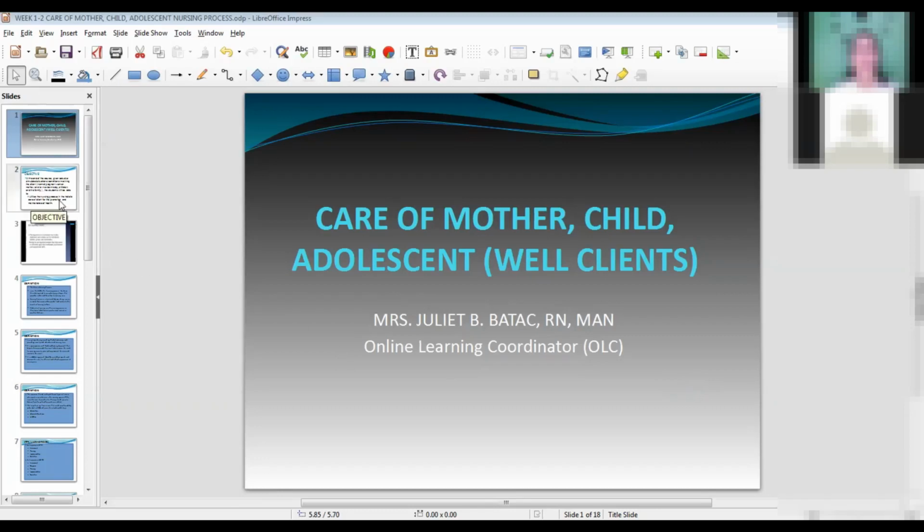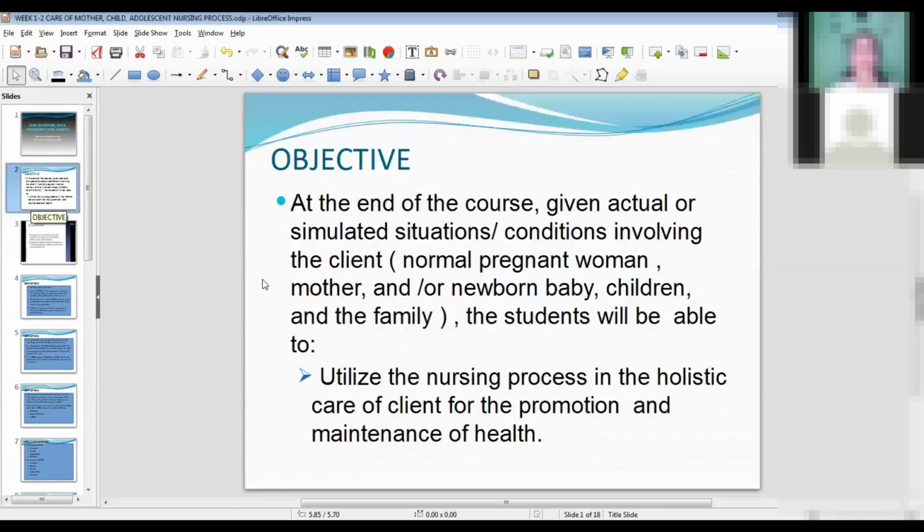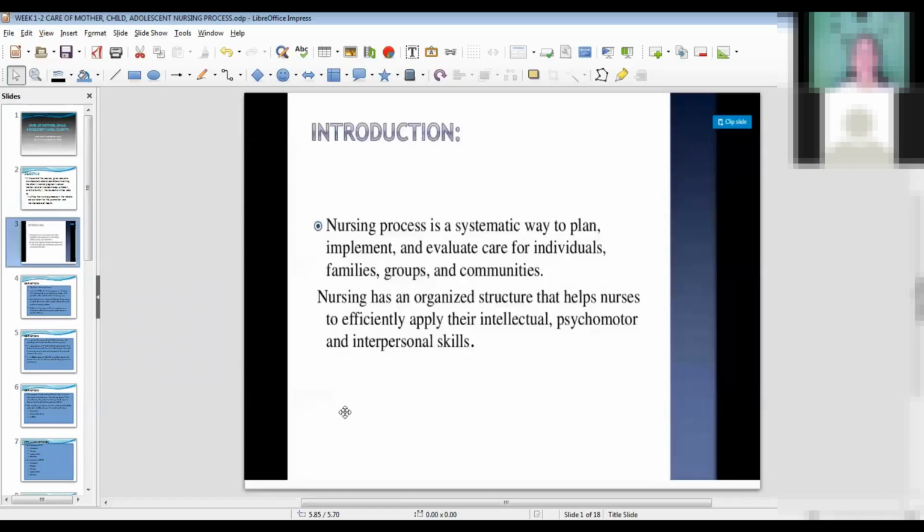Let us have our objective for this afternoon. At the end of the course, given actual or simulated situations involving the client, the normal pregnant woman or mother, newborn baby, children, and the family, the students will be able to utilize the nursing process in the holistic care of the client for the promotion and maintenance of health. Di ba ito rin yung na-discuss natin last time as part of the objectives for this course, NCM 5207.